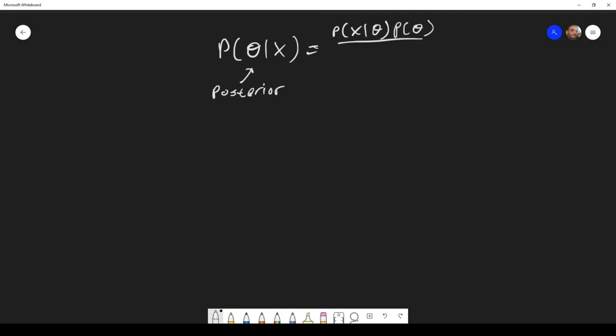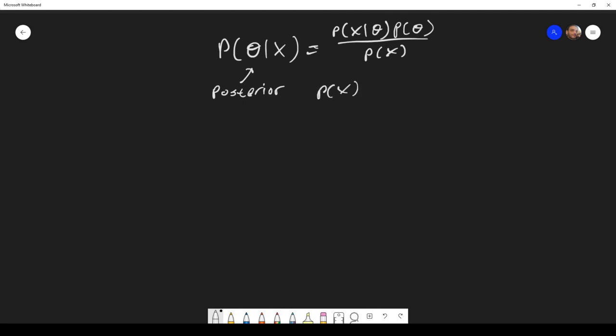How do you calculate hard integrals numerically? This is often a problem in Bayesian statistics. Why? Because in Bayesian statistics, you are trying to calculate a posterior. And the posterior is equal to the likelihood times the prior divided by the evidence.